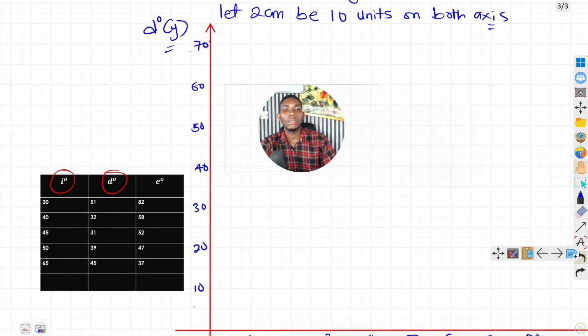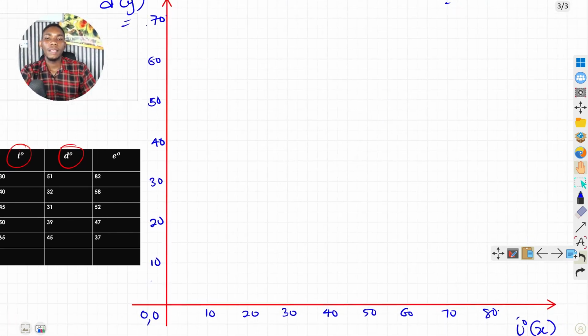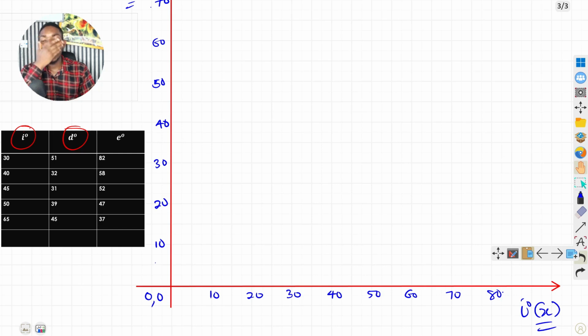If we want to begin our plot, I would love to take this one this way. Then let's plot. When D was 51, I was 30. So we have here 50, and 51 will be a little bit ahead. Then I was 30, which is somewhere around here. Now when D was 32, I is 40.